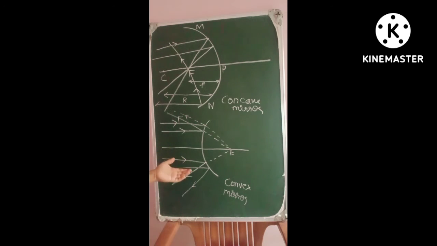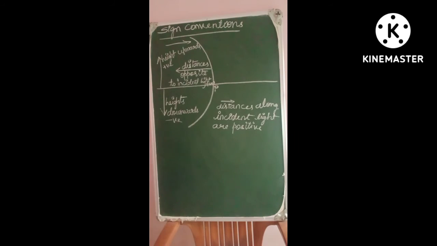Such terms will be asked for 1 mark. There are 5 sign conventions for the spherical mirror. All the distances are measured from the pole of the mirror. This is taken as the pole of the mirror. First sign convention is all the distances are measured from the pole of the mirror.